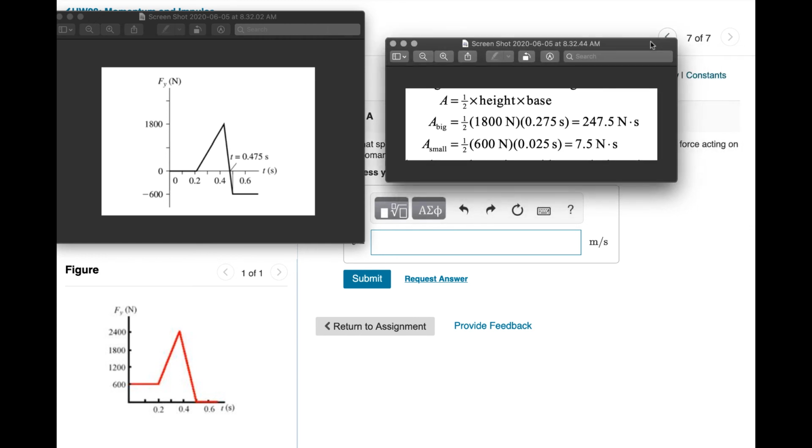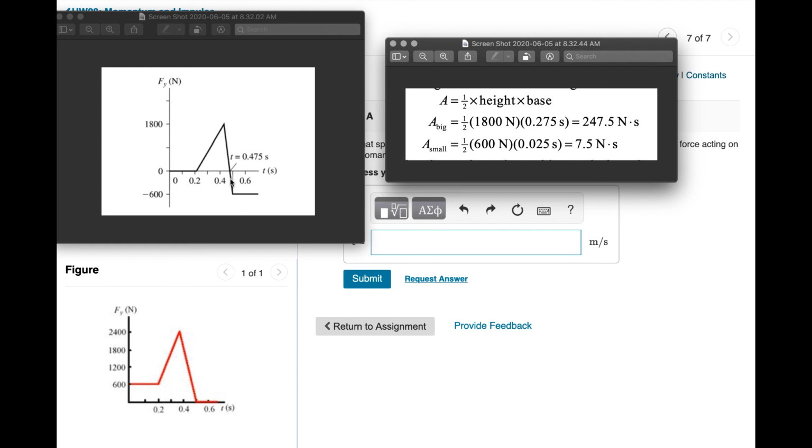So here I am calculating those areas of triangles. Of course, area is 1/2 the height of a triangle times the base. And so 1/2 of 1,800 newtons, because I slid it down by 600 newtons. 1/2 times 1,800 newtons for 0.275 seconds. That's, see, this would be 0.3 seconds, but I've subtracted away 0.025 seconds. So 0.275 seconds, and I get the positive impulse, 247.5 Newton seconds of impulse.